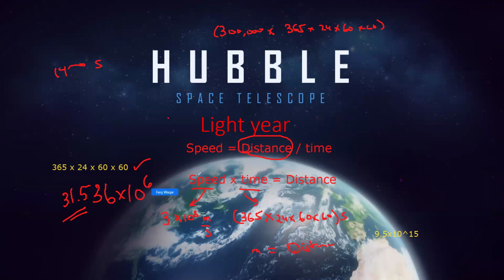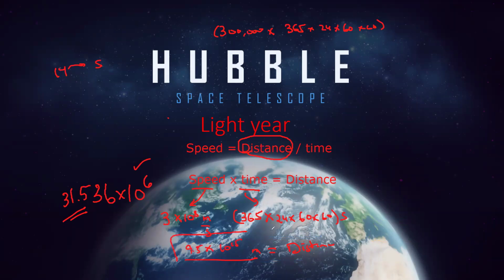10 to the power 13? No, you are all making a mistake there. That is not correct. The correct answer is 9.5 exponent 15. This is the right answer. Multiply 3 exponent 8 with 365. So it is 9.5 into 10 to the power 15 meters.